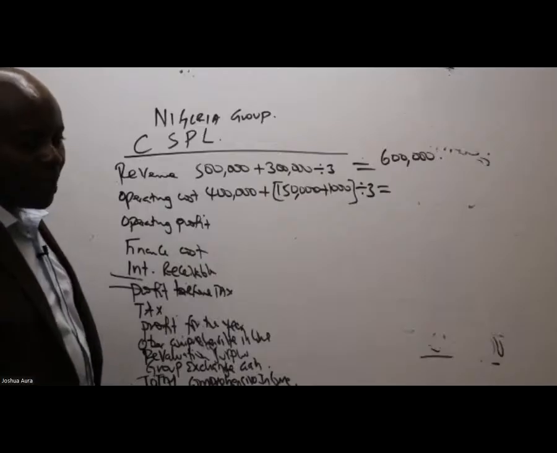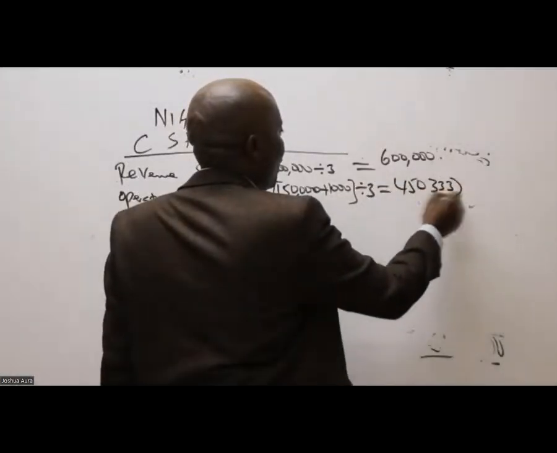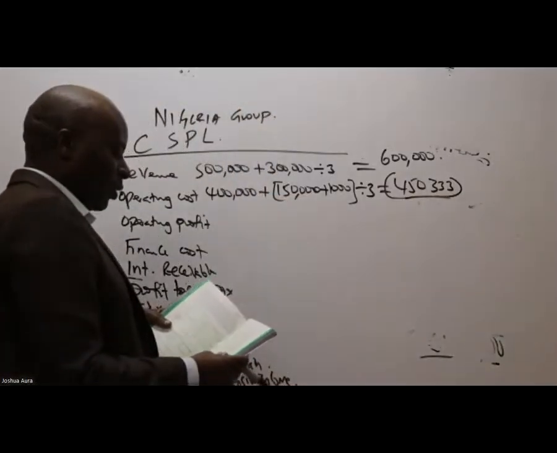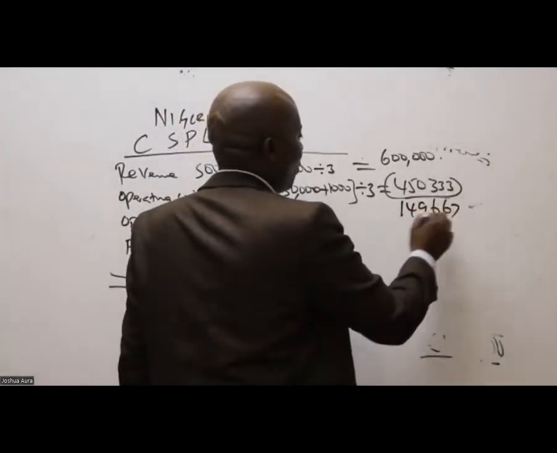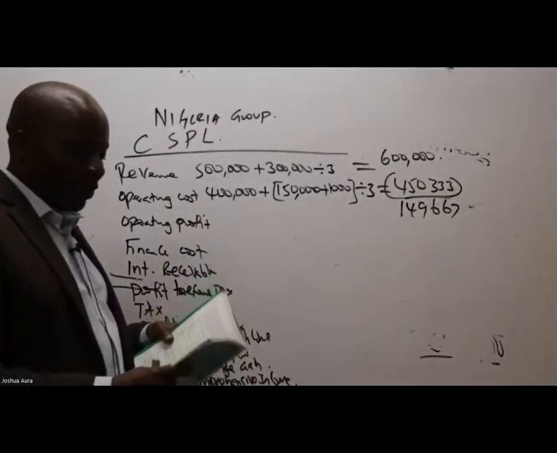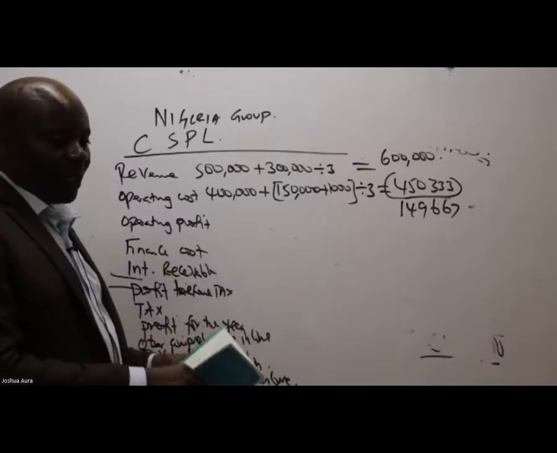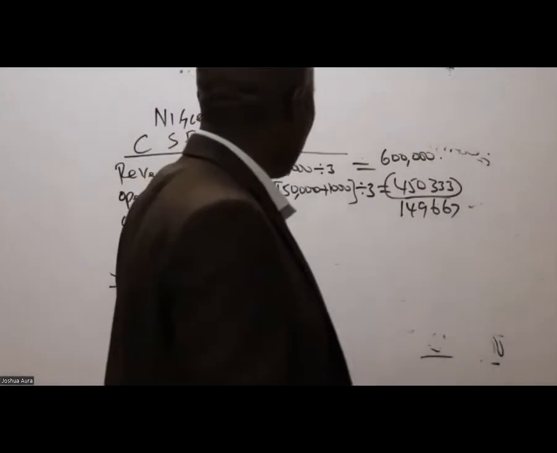You have 450,333. So we have here 450,333. And if you subtract here, now we shall be able to get our operating profit of 149,667. Can you kindly confirm this operating profit? Yes. So from there we go to the finance cost.